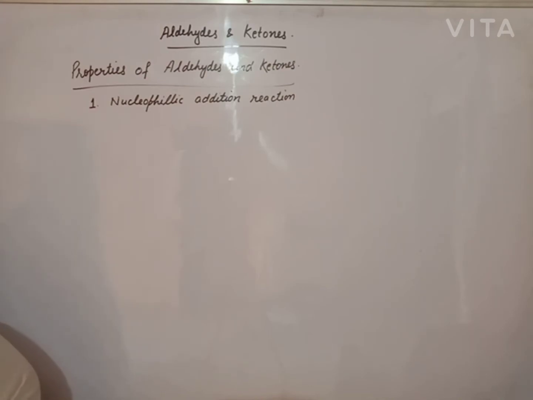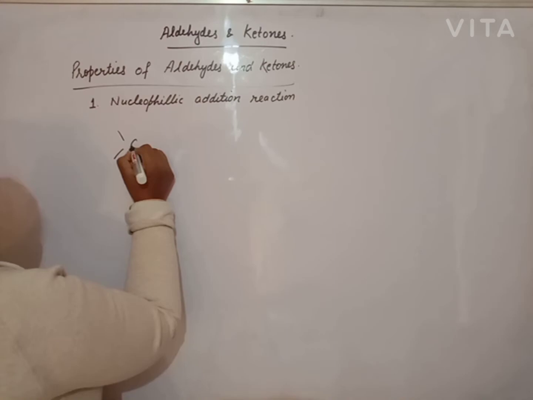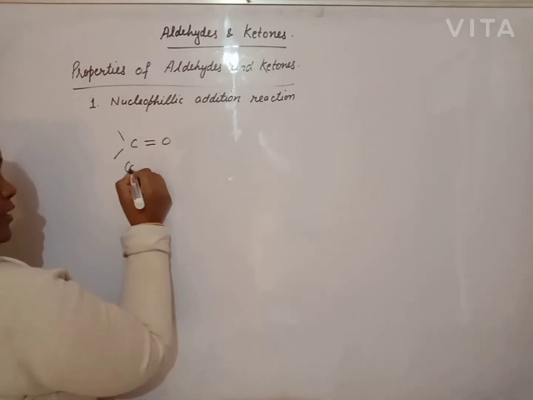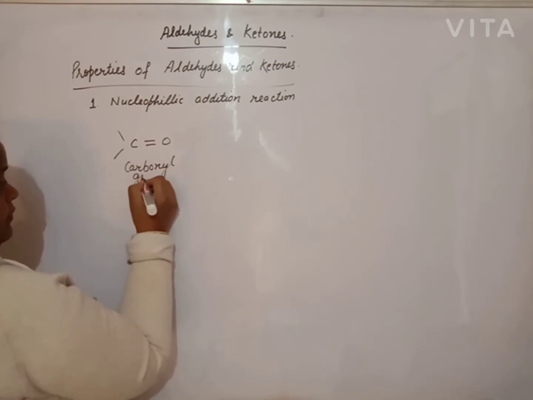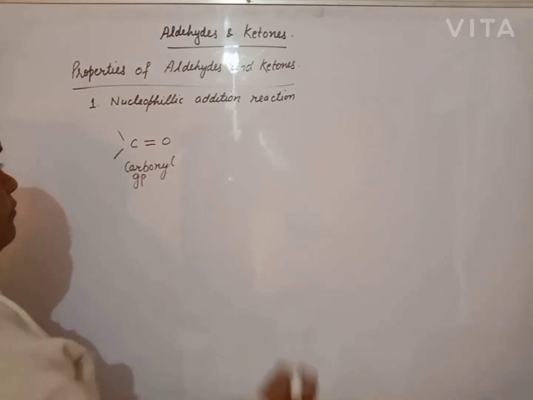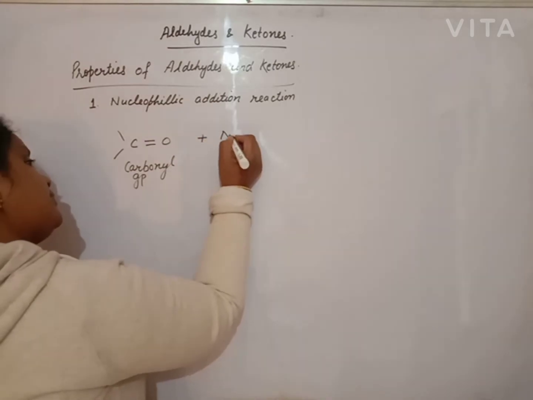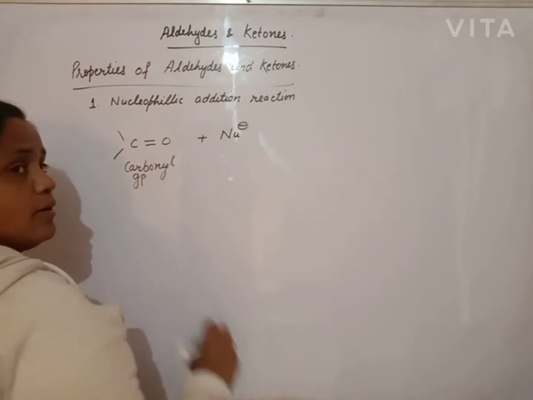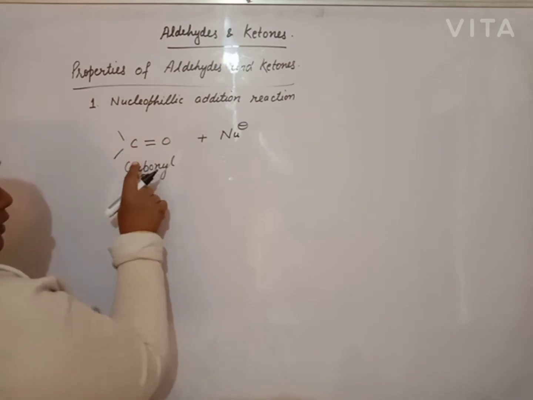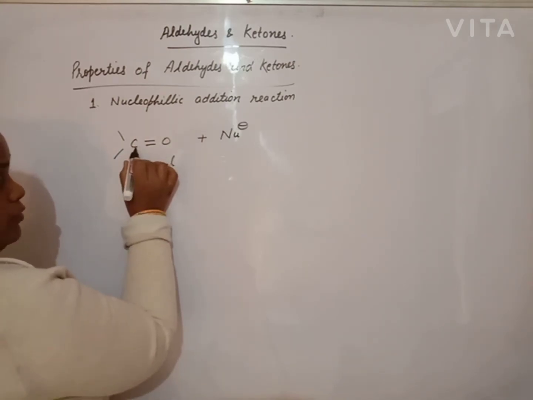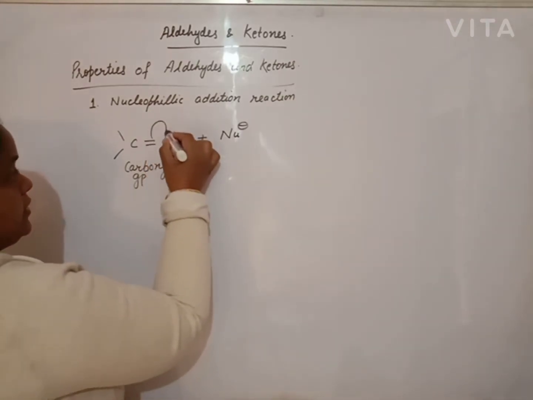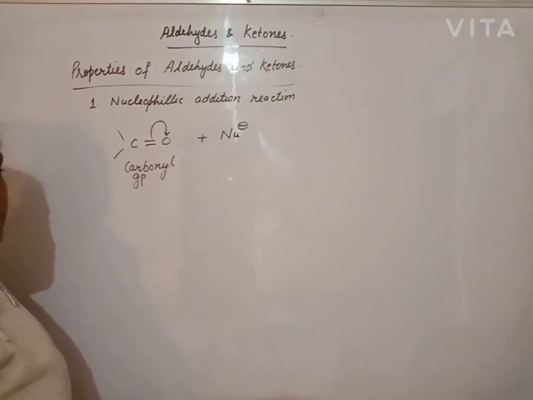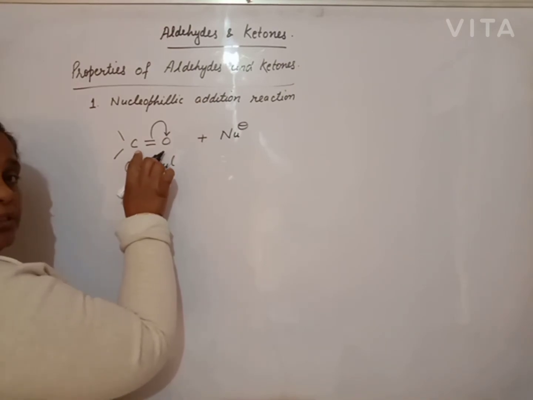It is already discussed why aldehydes or ketones show nucleophilic addition reaction. Aldehyde or ketone both contain carbonyl group. When the carbonyl group comes in contact with a nucleophile, in this carbonyl group, out of carbon and oxygen, which one is more electronegative? Answer, oxygen is more electronegative. So carbon acquires partial positive charge.